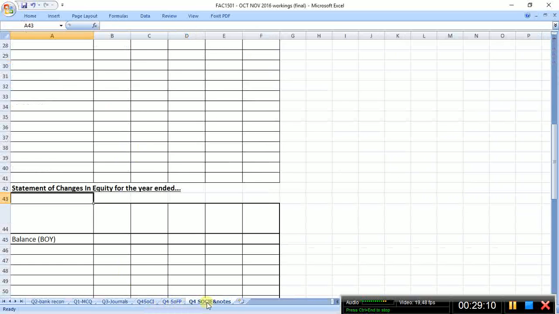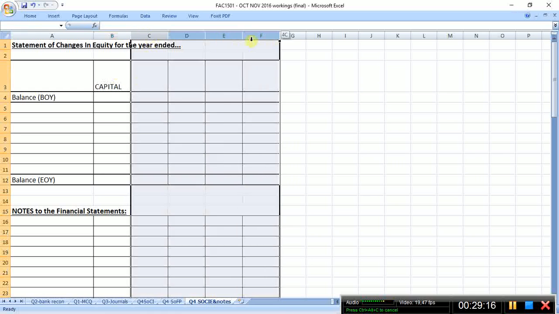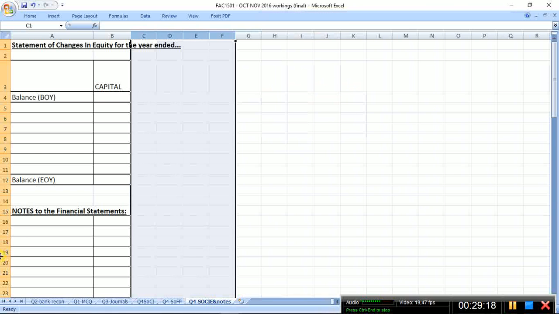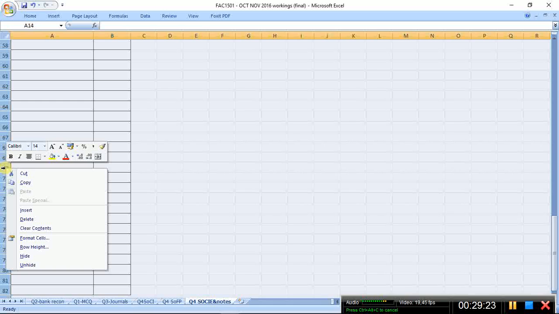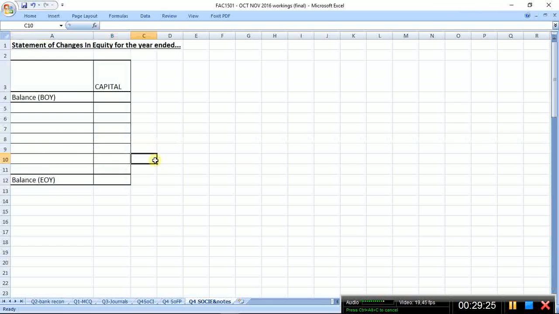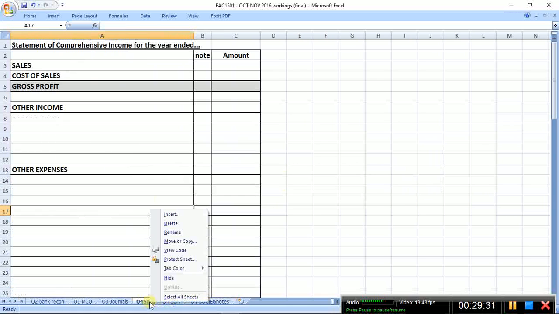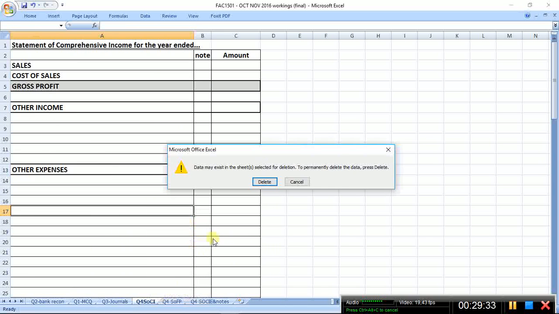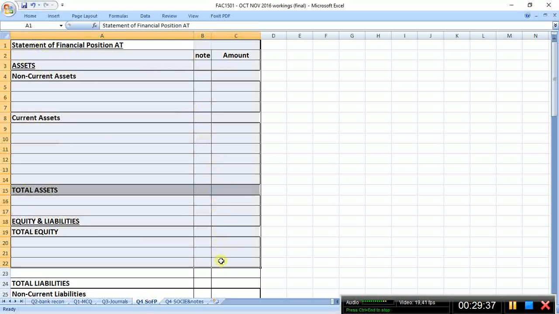So where's the statement of changes in equity? Here it is. I'm only going to have one column called capital. So all of this gets deleted. Don't worry about any of this other stuff. It's not applicable for this particular question. The only column you've got there is capital. And then in your statement of financial position, this one you don't need. It wasn't asked for. Delete. Statement of financial position, that's what you were asked for.